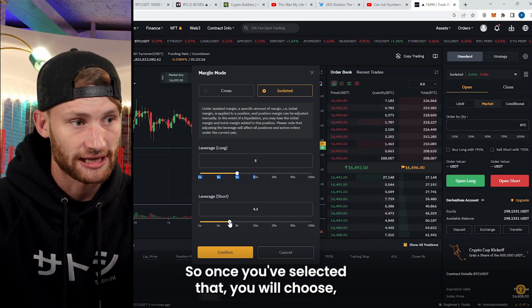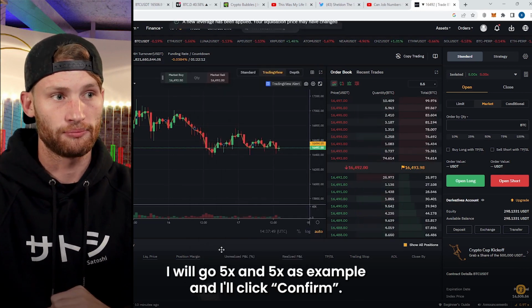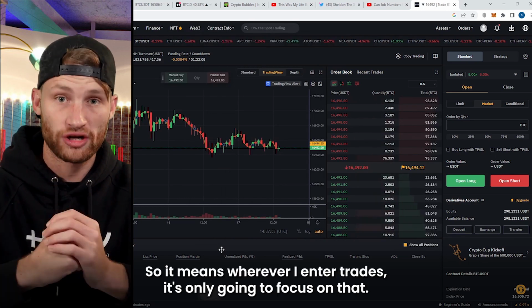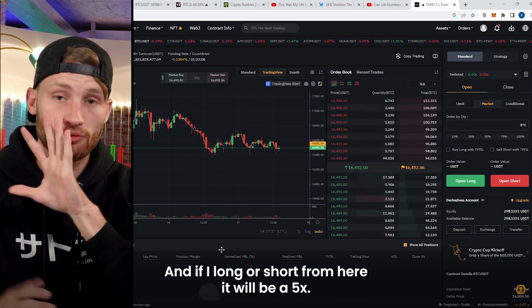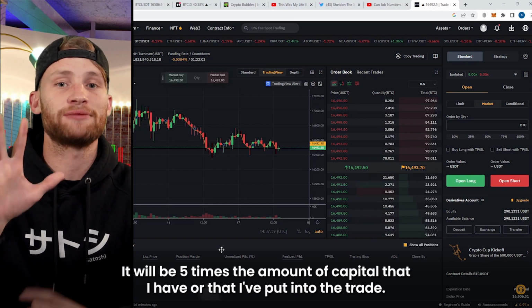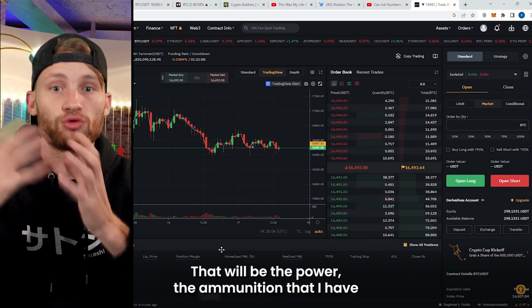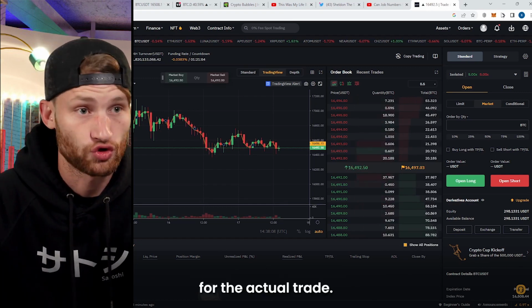So once you've selected that, I will go 5x and 5x as an example, and I'll click confirm. So now my account is isolated. It means whatever trades I enter, it's only going to focus on that. And if I long or short from here, it'll be a 5x. It'll be 5 times the amount of capital that I have or that I've put into the trade. That will be the power, the ammunition that I have for the actual trade.